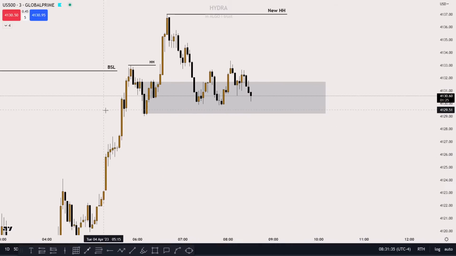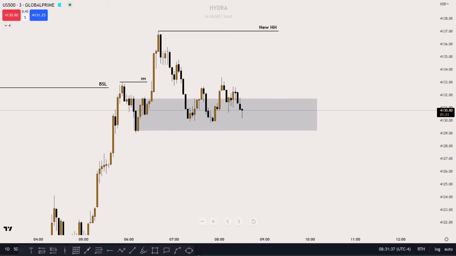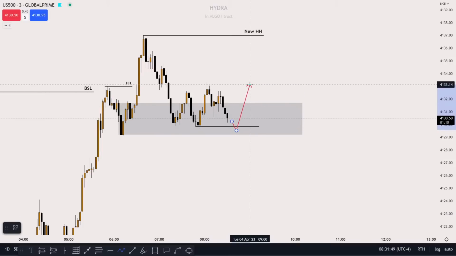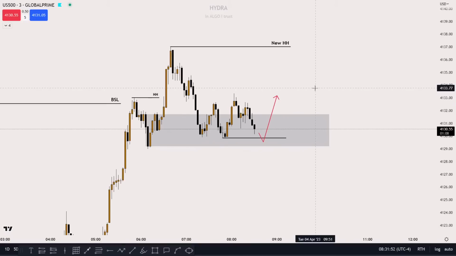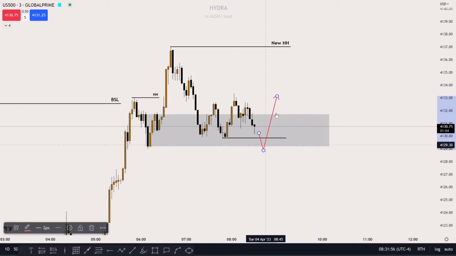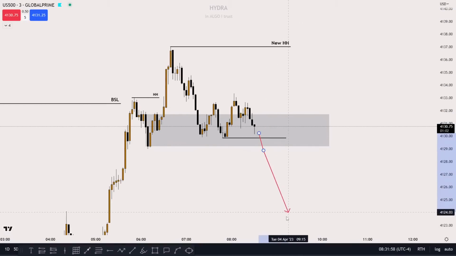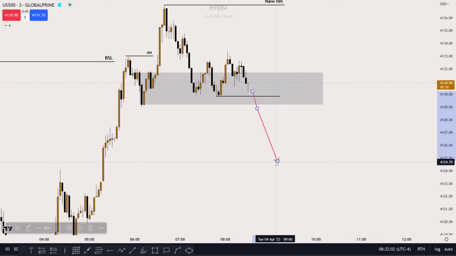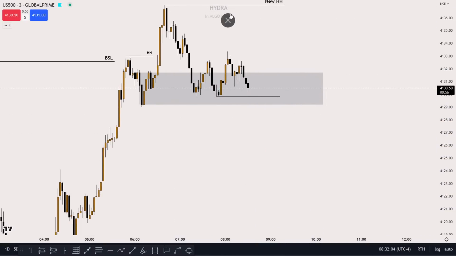Why am I saying I need a candle's body closure below this breaker block? We have relative equal lows right here, right? So what price can do, price can just come down and not close the candle's body below and just take liquidity from there and go up, right? So I need a candle's body closure below the breaker block to see price bearish. Other than that, I'm not doing anything. Let's just wait.